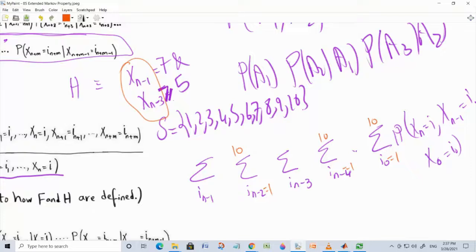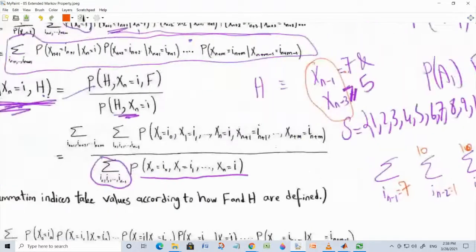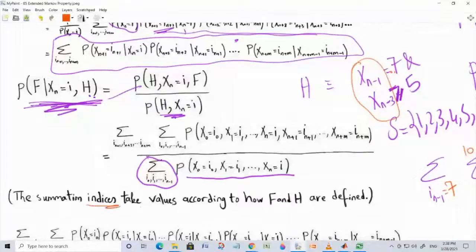What about x of n minus 1? It must be equal to 7. So this summation here will just be i of n minus 1 equal to 7. It will be just one term. And then x of n minus 3 should be greater than or equal to 5, so this one will be from 5 to 10. From 5 to 10. Okay? So those summation indices take values according to how f and h are defined.